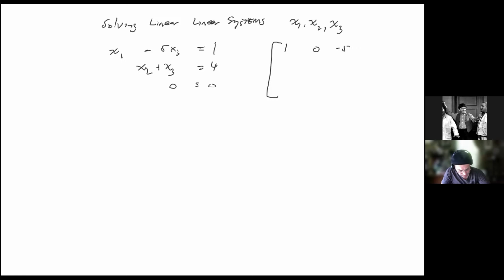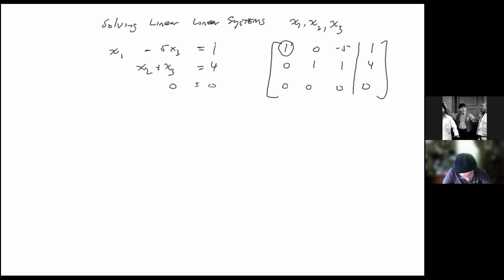The augmented matrix has a 1 in the last column, in the first entry. And then we have 0, 1, 1, 4, because the x2 and x3 coefficients are 1. And then we have a row of zeros. Okay, so here we go. That's the augmented matrix. I can put a wall here to indicate it's an augmented matrix. And so let's circle the pivot locations.